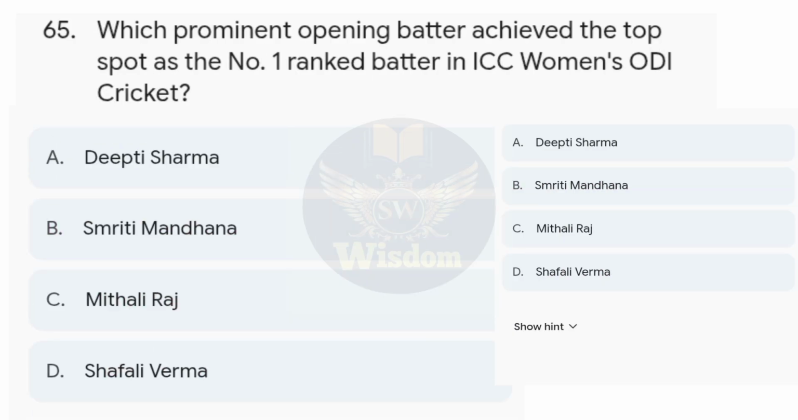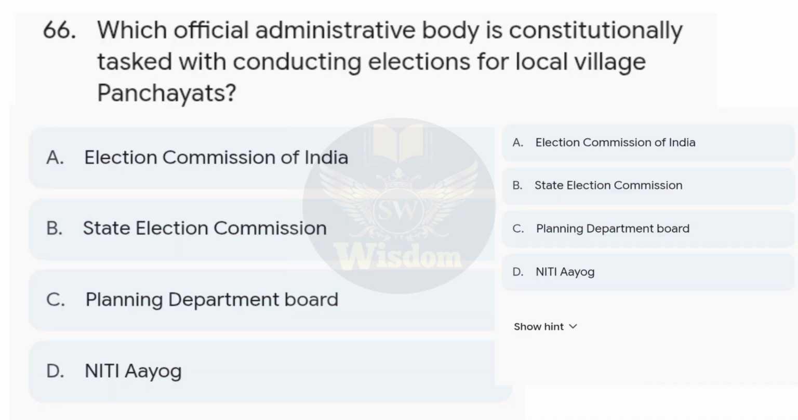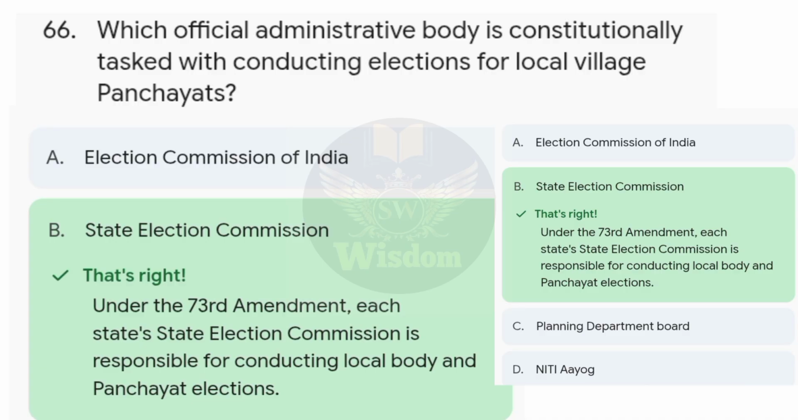Next question. Which prominent opening batter achieved the top spot as the number one ranked batter in ICC Women's ODI cricket? The correct answer is option B, Smriti Mandhana. Next question. Which official administrative body is constitutionally tasked with conducting elections for local village panchayats? The correct answer is option B, State Election Commission.